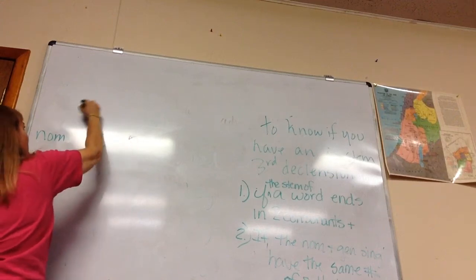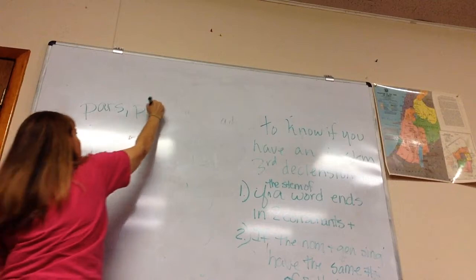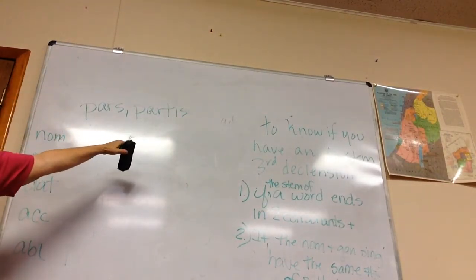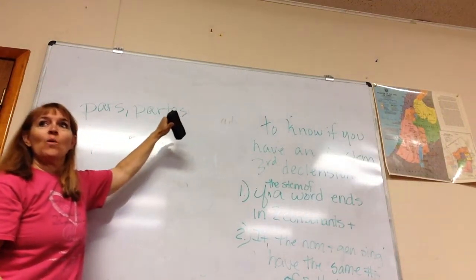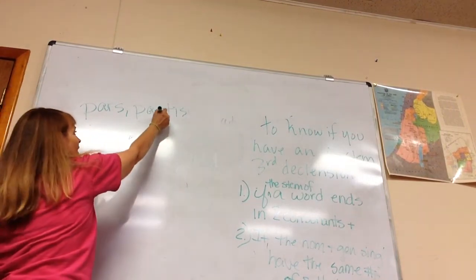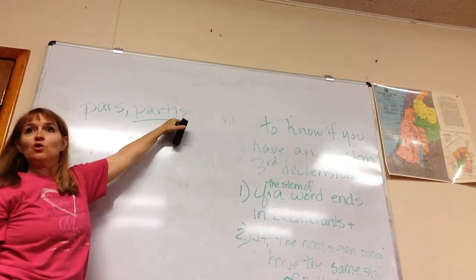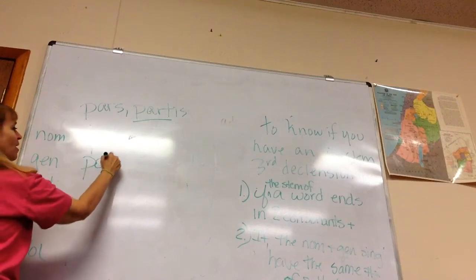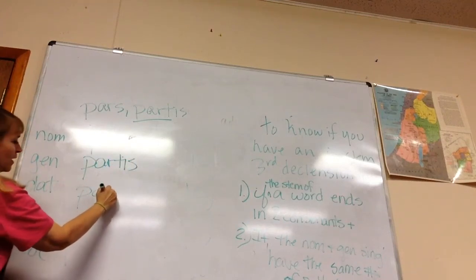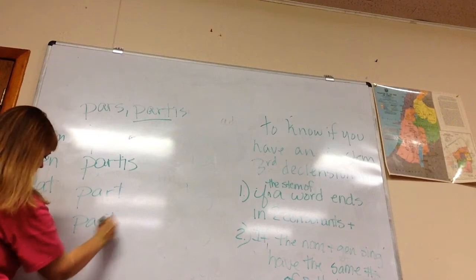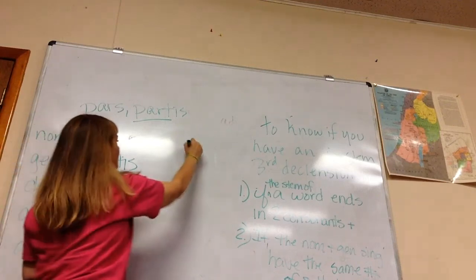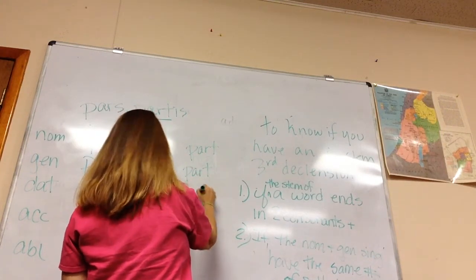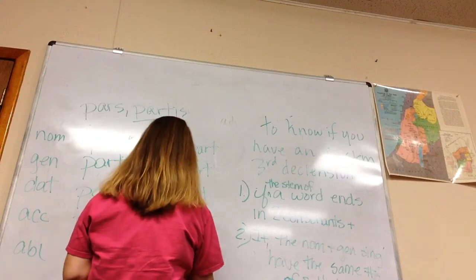Okay, so I'm going to write down our model, pars, partus. So we know it's third declension how? Ends in IS. We know it's I-stem how? The stem ends in two consonants. Got it? So let's get our genitive down there, partus. And then we know we have part, part, part, and so on.